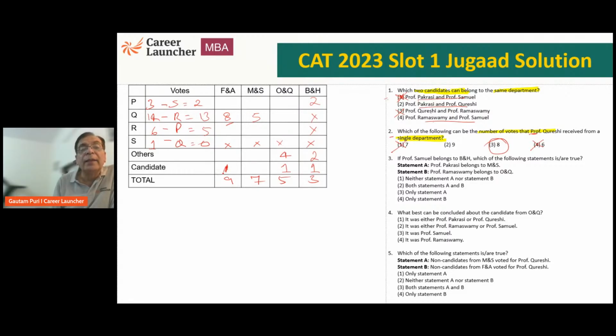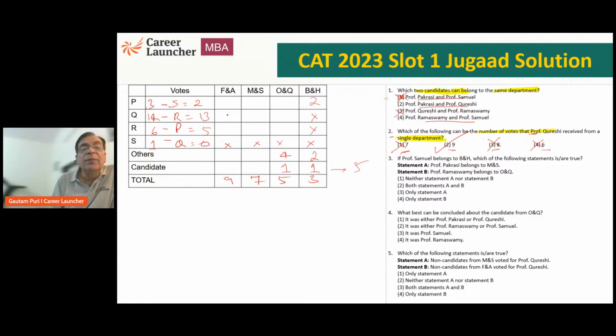But he's got 8 votes from FNA. That means there must be 1 candidate. And if he's getting 5 votes from MS, that should be 2 candidates. So the number of candidates becomes equal to 5. What does that mean? 8 is not a possibility. That means 8 is a wrong option, and the correct option should be 9. So we use the choices to eliminate. 2 choices we eliminated straight away, and of the remaining 2, I checked one, it came out to be incorrect. So this has to be the answer.